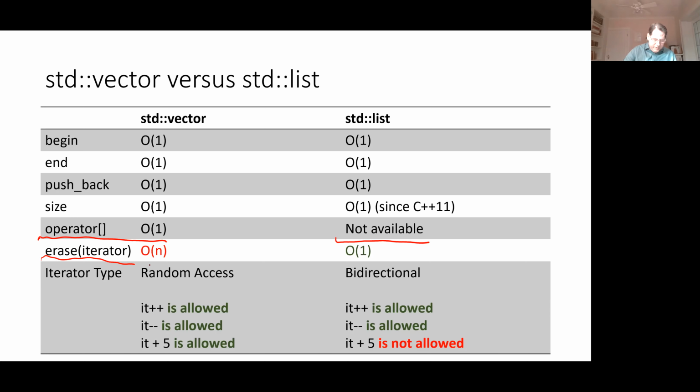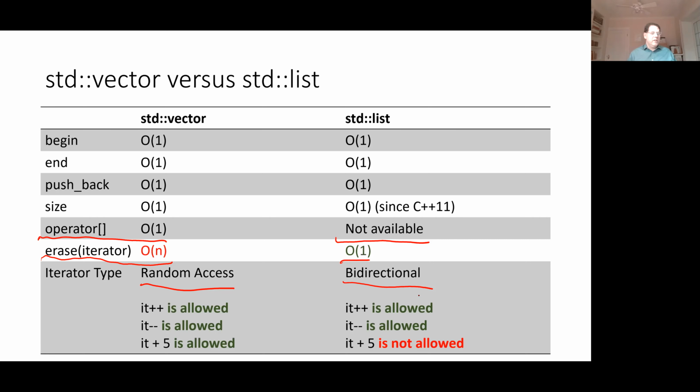Erase, so erase takes an iterator. It's slow for a vector. We just saw that, and I just showed you it's fast for a linked list because we just fixed up a few pointers. Iterator type. So the iterator you get with a vector is called a random access iterator. And the iterator you get with a list is called a bidirectional iterator.